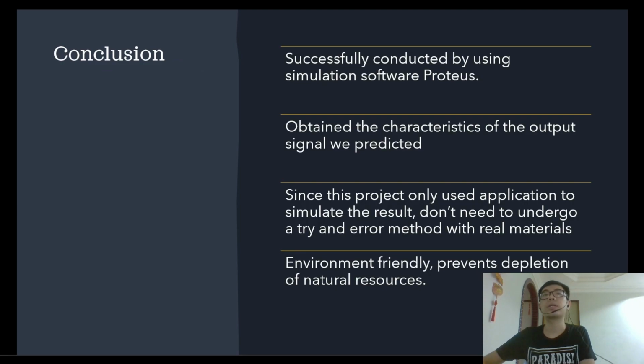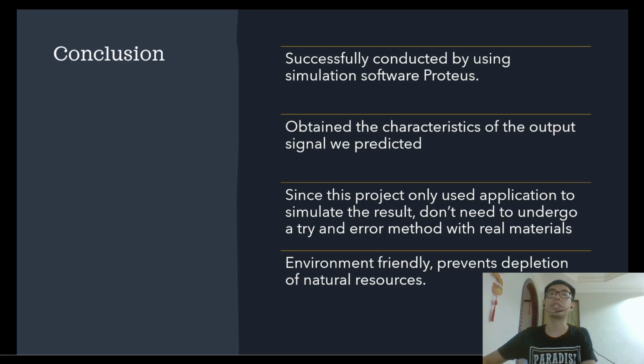In conclusion, our project is successfully conducted by using the simulation software Proteus. We had obtained the characteristics of the output signal we predicted, which is a modulated wave with an amplitude of 10 millivolt and a frequency of 500 Hz when the simulation is carried out. Also, since this project used software to simulate the result, we don't need to undergo a trial and error method by using real materials to build the modulation circuit.